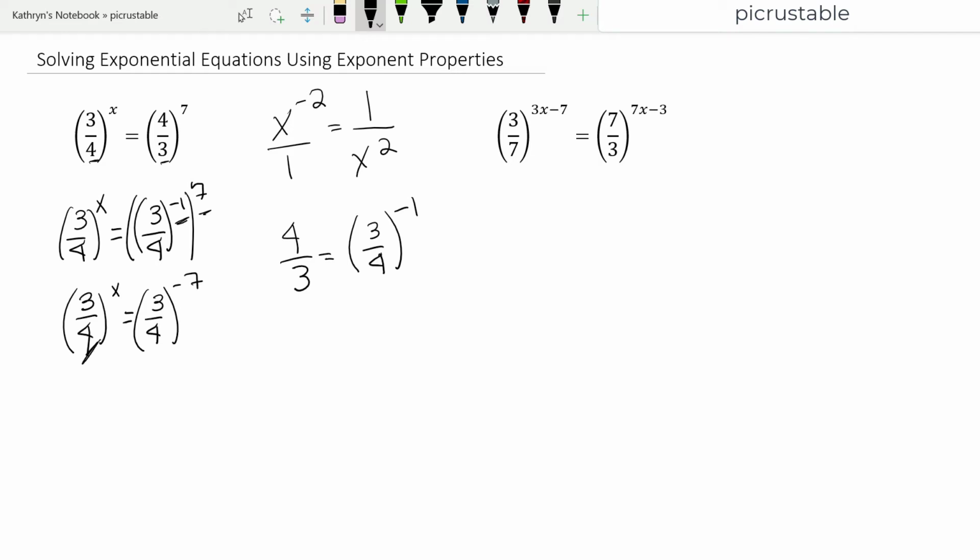Well, now the bases are exactly the same, right? So I can make the exponents equal to each other. So guess what? X is -7. You're probably thinking, that doesn't look right. Well, let me prove it to you.